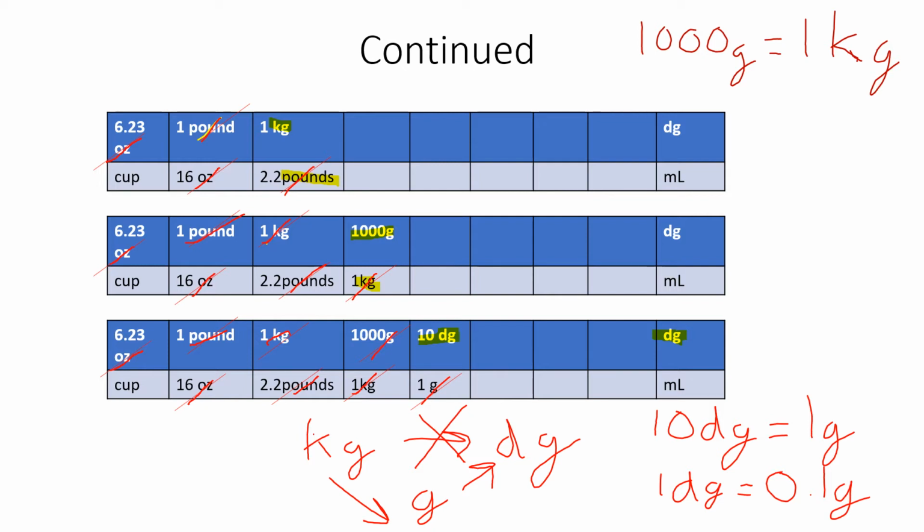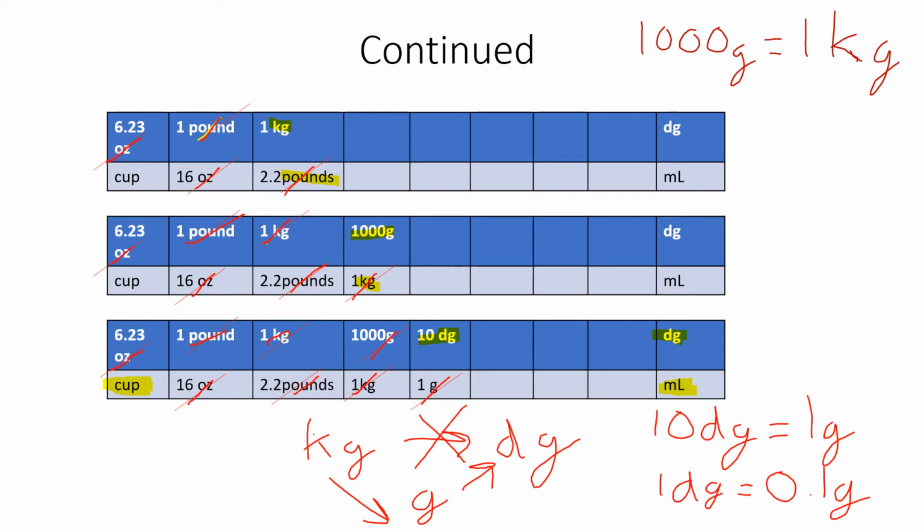The reason why you're not done is, look, have all your units canceled? Well, not quite, because look in that bottom left. What do I have? I have cups. Now look all the way to the right. What do I want those cups to become? Milliliters. I haven't done that work yet. I've converted ounces, but I have not converted cups to milliliters yet. So I'm not done yet. In fact, we're only about halfway done with this problem.